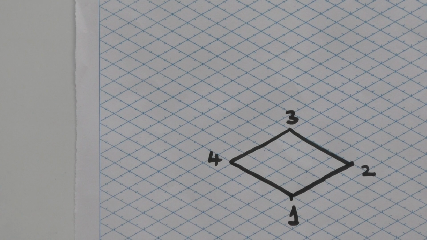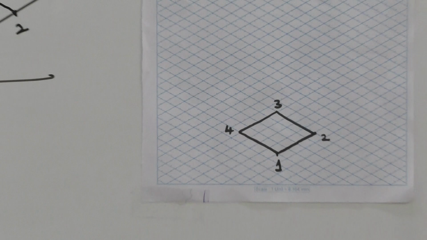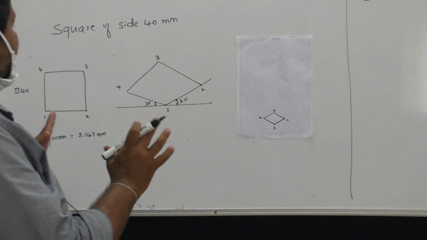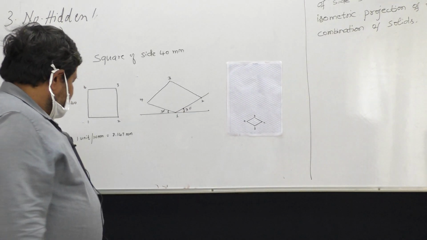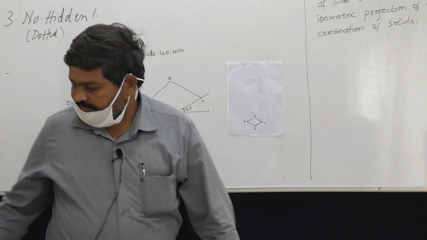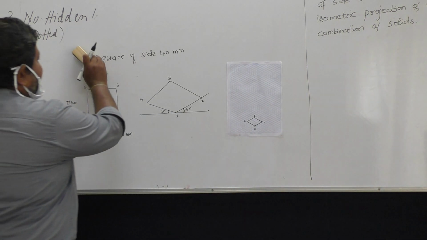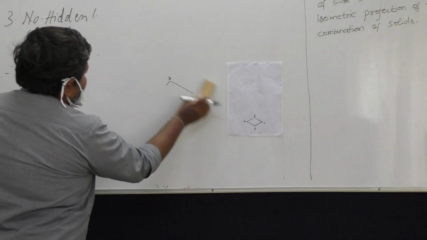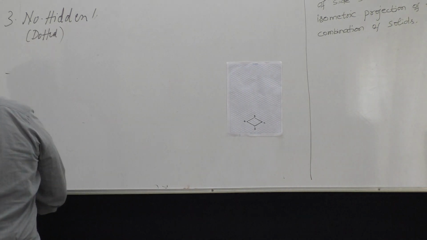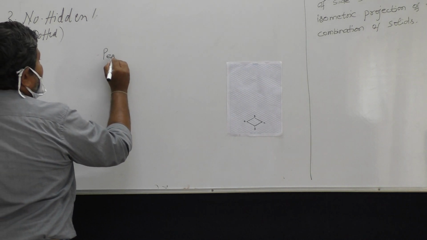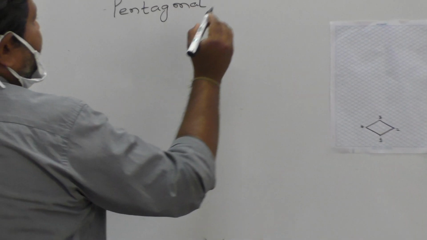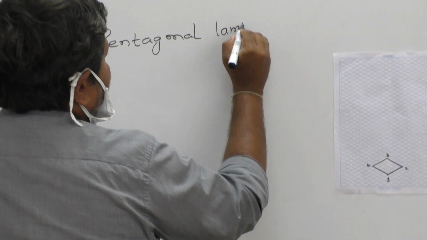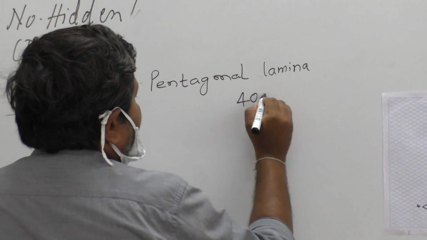Similarly, whatever may be the given plane figure, that plane figure will be enclosed in the square box and the respective dimensions will be transferred onto the isometric scale. Suppose I take a pentagon of side 40 millimeters. So instead of a square, if I take a pentagonal lamina or plane figure of side 40 millimeters.